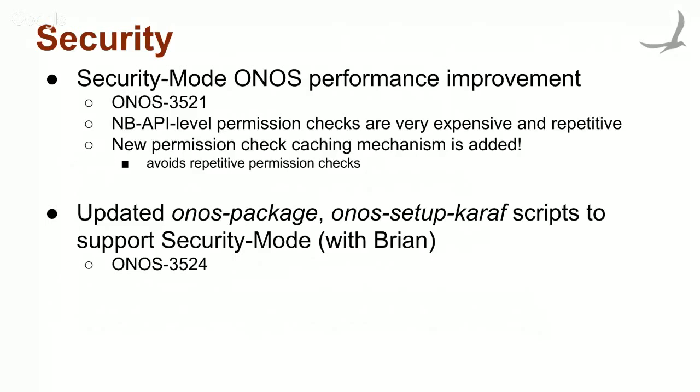Chenghu's implemented a new caching mechanism to avoid the repeated checks. It takes the hash of the stack trace and then sees, given the API that's being requested, whether or not the permissions have been previously granted. That isn't quite in EMU yet, but like the BTI stuff, it'll get merged. The code's been written, and the review is almost complete, and it'll be merged very shortly. The other thing that we did was, previously it was quite difficult to turn on security mode ONOS. It required changing a bunch of stuff in a bunch of random files. We've updated ONOS package for remote deployments and ONOS setup carafe for local deployments, so that with a single flag, security mode ONOS can be enabled. And that is in EMU.